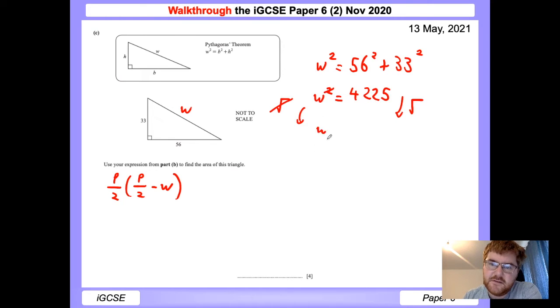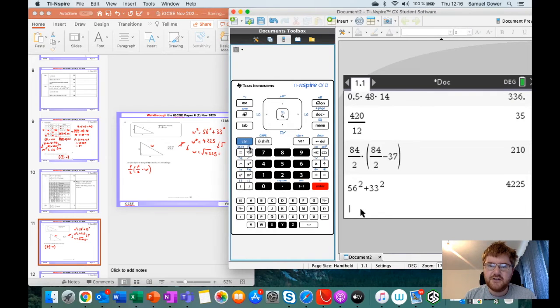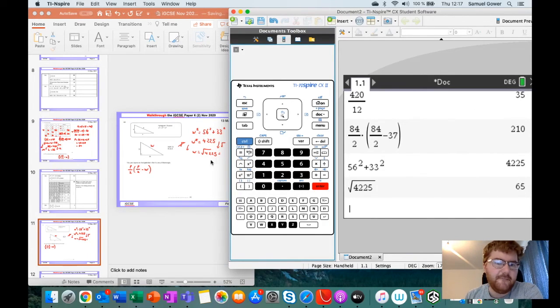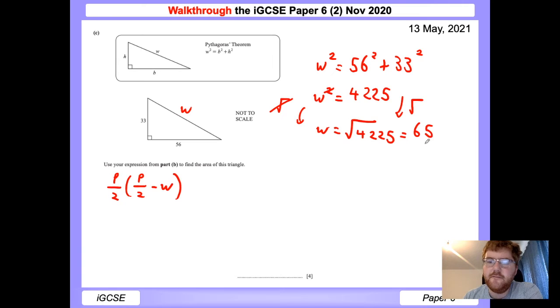This cancels with this, so we get w equals the square root of 4,225. I get the feeling this is going to be a whole number, which has generally been in this question so far. Again, I can kind of cheat on here. I can go Control, square root, and then just click the answer button. I'll take my previous answer, and then we get 65. So we know this is equal to 65. So I'm going to write that in. Before we can use this expression, we also need to work out the perimeter of our triangle. So we need to add together 33, 56, and 65.